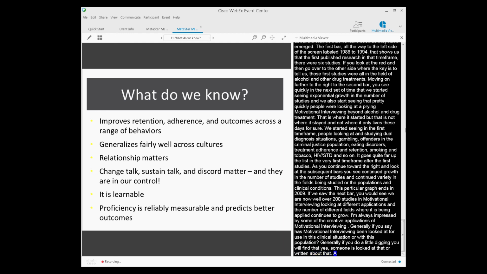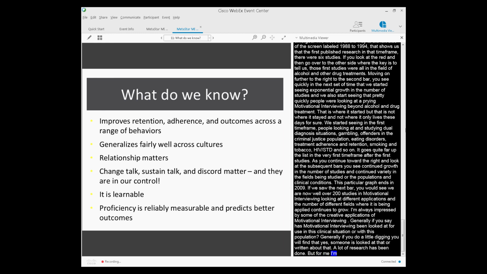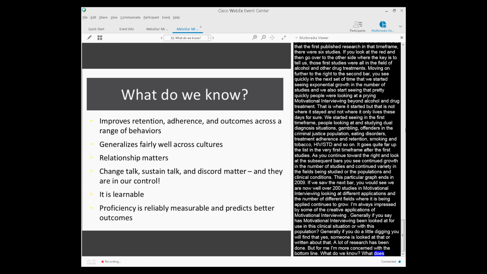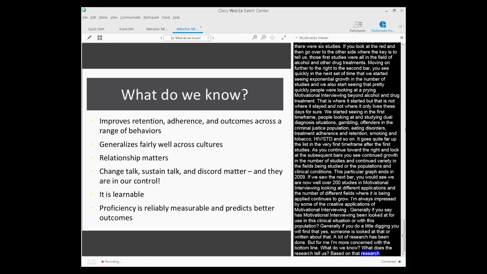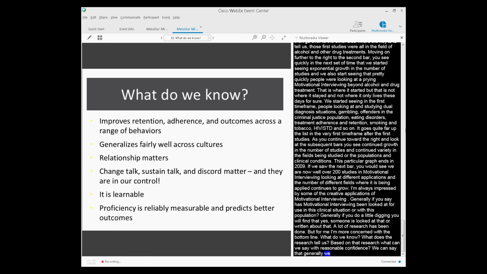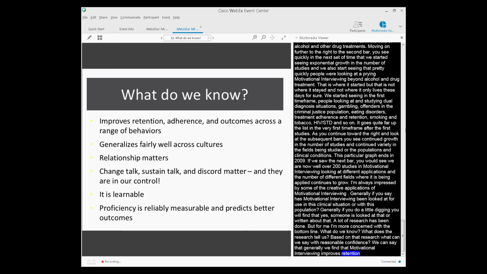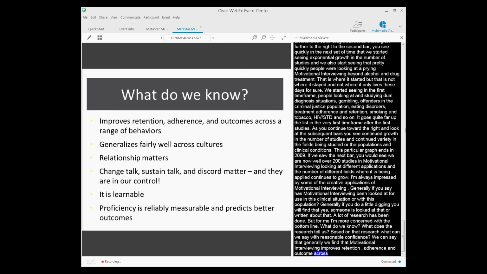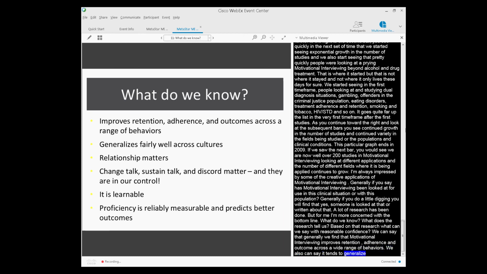Yay, research. But for me, I'm more concerned with the bottom line. What do we know? What does the research tell us? And based on that research, what can we say with reasonable confidence? So we can say that generally we find that motivational interviewing improves retention, adherence, and outcomes across a wide range of behaviors. We also can say that it tends to generalize fairly well across cultures. Motivational interviewing is not just something used here in the U.S.